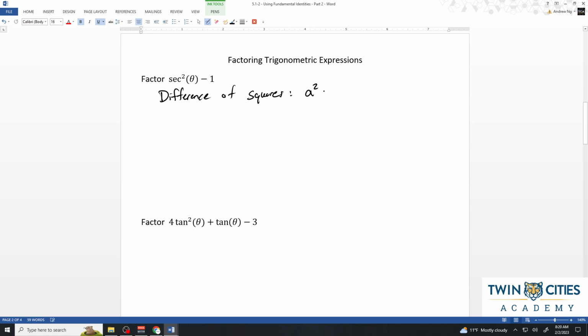A difference of squares has the following pattern. If I've got a squared minus b squared, so one perfect square minus another perfect square, secant squared minus 1 squared, which is 1, then this factors to (a plus b)(a minus b). Well, the square root of secant squared is secant, and the square root of 1 is 1. So this will end up being the secant of theta plus 1 times the secant of theta minus 1.